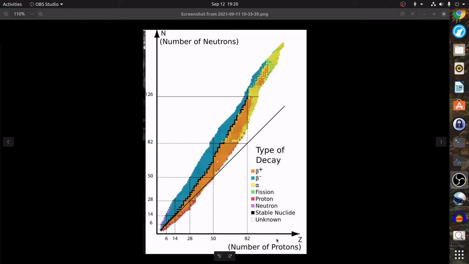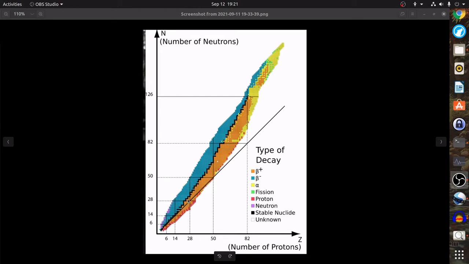So the first thing to know is that the x-axis here is the number of protons, and the y-axis here is the number of neutrons. And this line through here is the point at which there are equal numbers of protons and neutrons. This point here, for instance, would be 82 protons and 82 neutrons in a nucleus. And you notice that at first, for the lighter nuclei that are stable, they have very close to a 1-to-1 relationship.